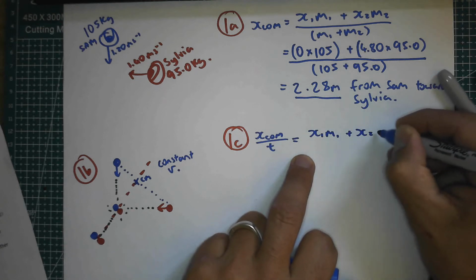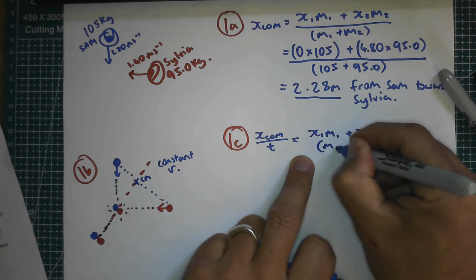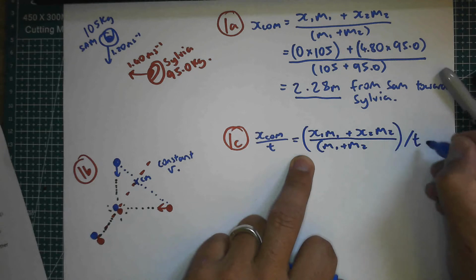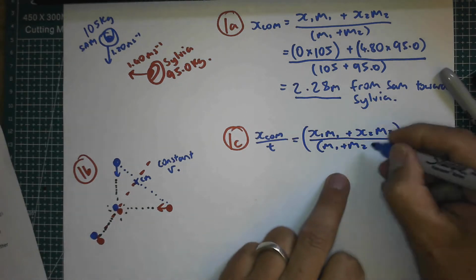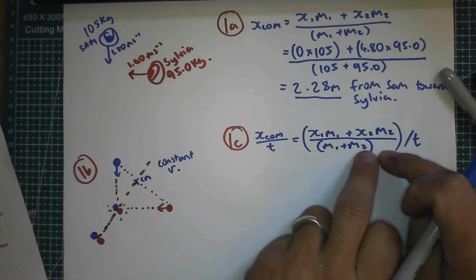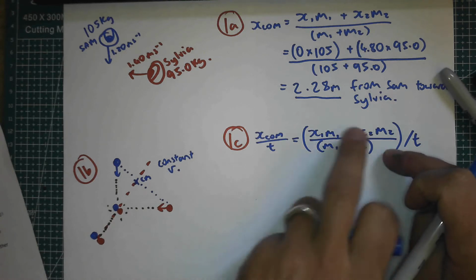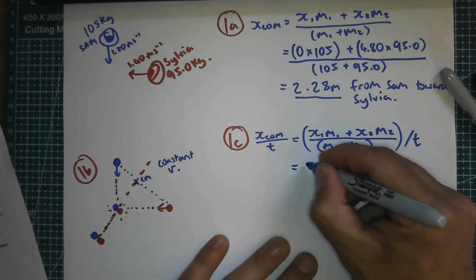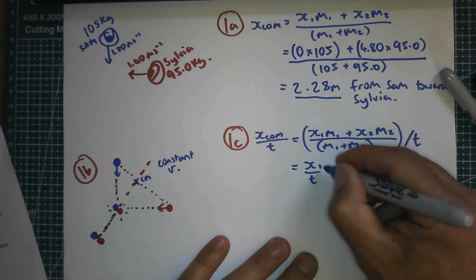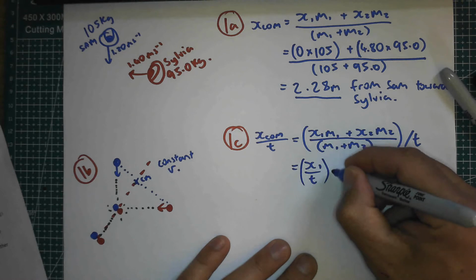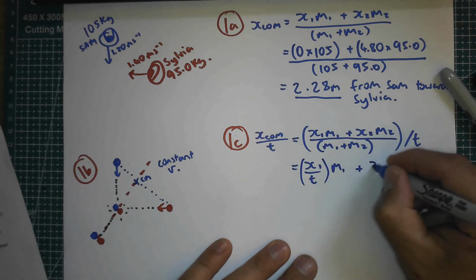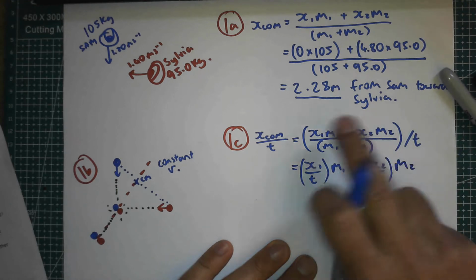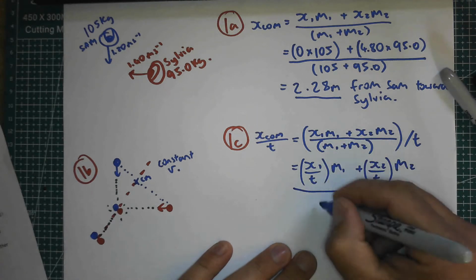So I'll write it down like this to start with so you can see what I'm doing. I'm going to take all this and divide it by t, and that's like putting t on the bottom line here. Then all I'm going to do is take my t and divide each of these values by t. So I get x1 over t times m1, and x2 over t times m2. I'm just taking this t, dividing the x values by t, and leaving these here.